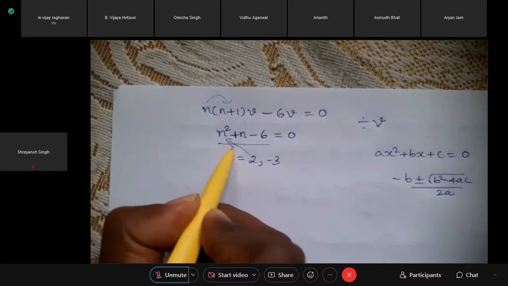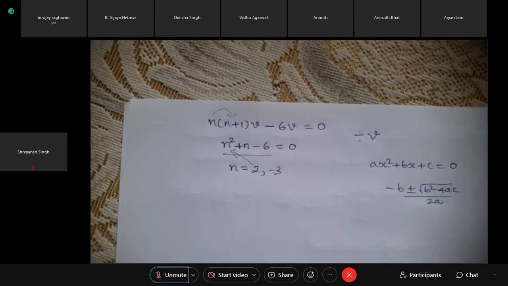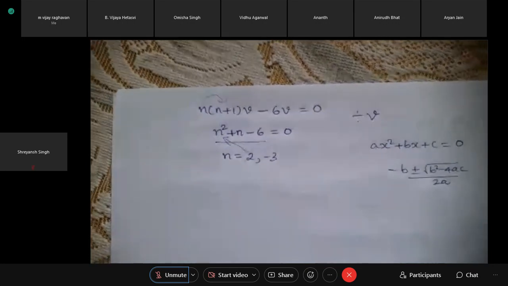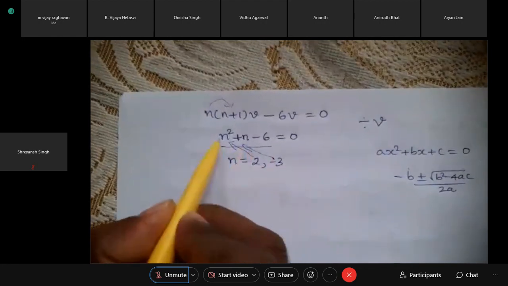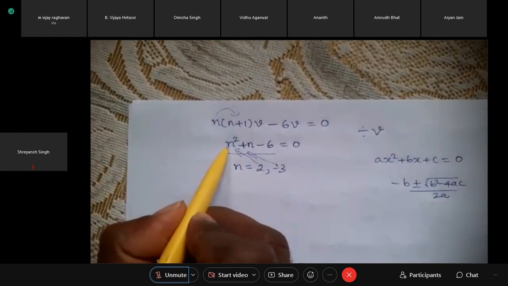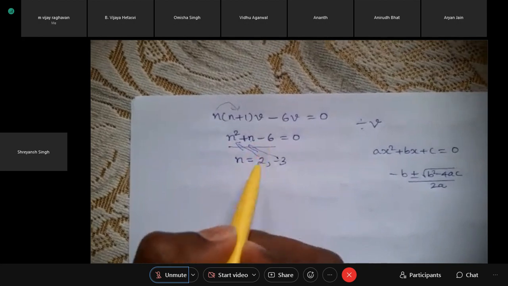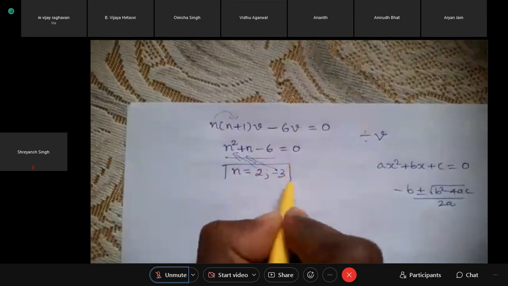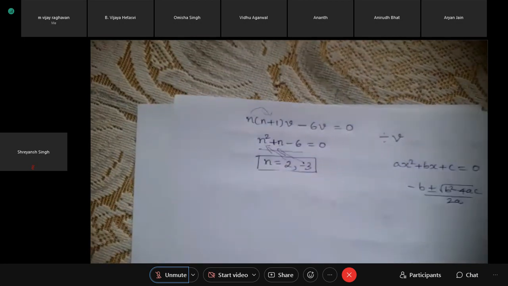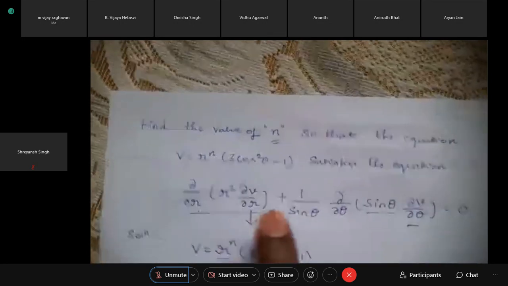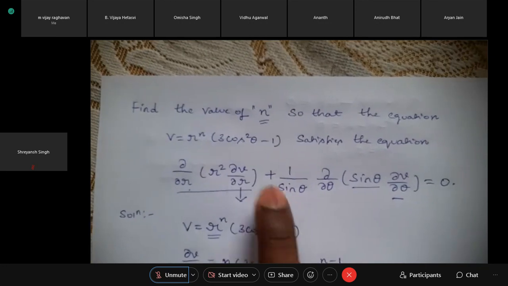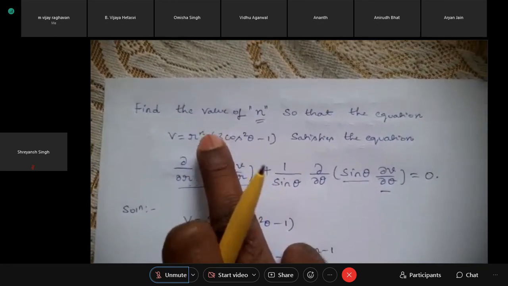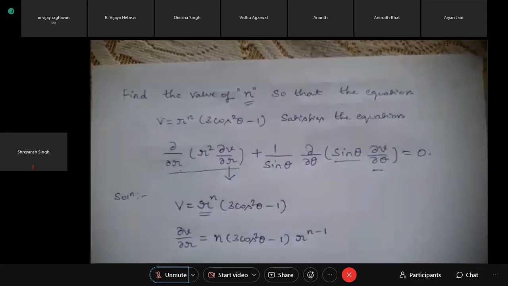Just to confirm that, you can substitute n as 2 here. 2 square becomes 4. 4 plus 2 becomes 6. 6 minus 6 is equal to 0. And then minus 3 also, if you put it here, it becomes 9 minus 3 minus 6. That becomes 9 minus 9. That also satisfies this equation. Therefore, there are two possible values for n, which are 2 and minus 3, that satisfy this relation, right? If you put n equals 2 or n equals minus 3, both will satisfy the given equation.